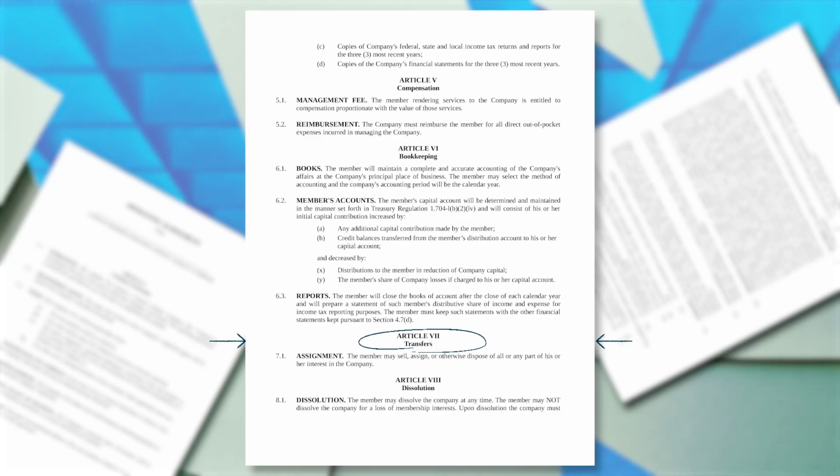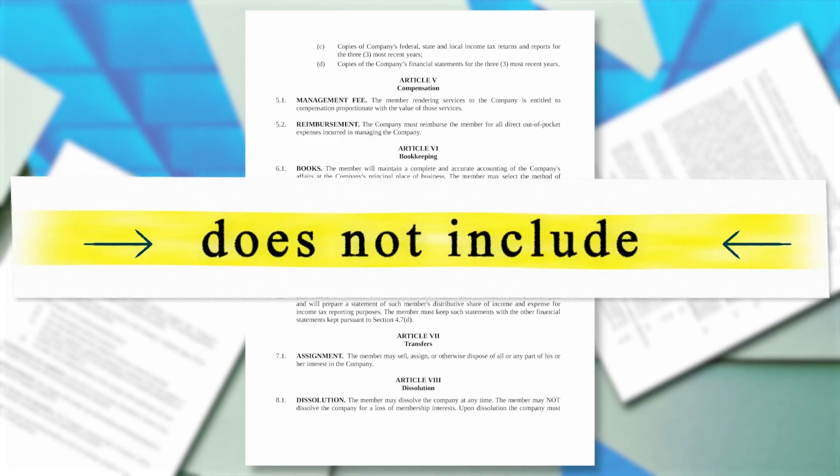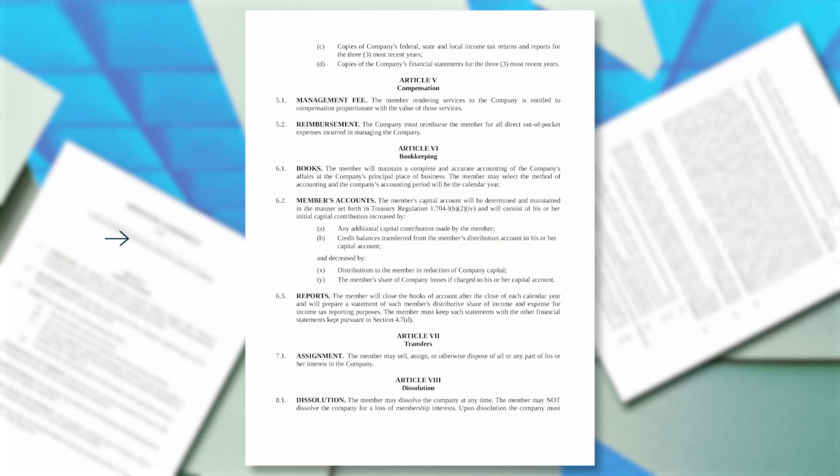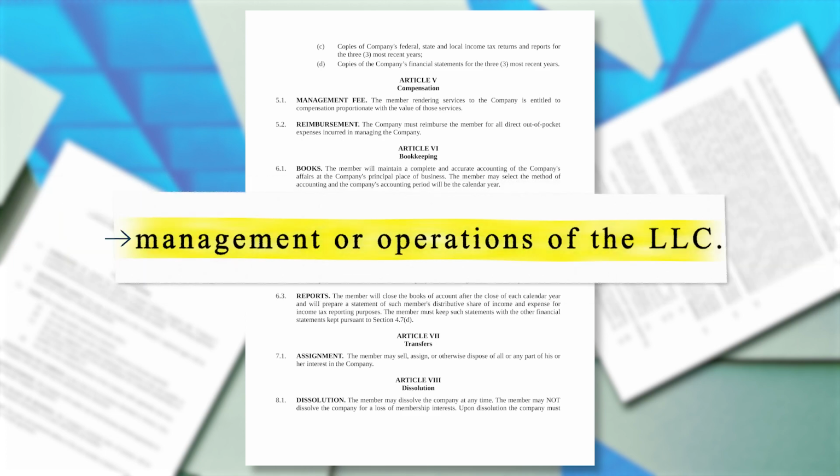Article 7 is a little scary, but it's an important precaution. In a worst-case scenario where your LLC is sued by creditors and they are awarded membership interest, so partial ownership, this article says that this interest does not include their right to participate in the management or operations of the LLC. They would only get distributions, not a say in how you run your company.